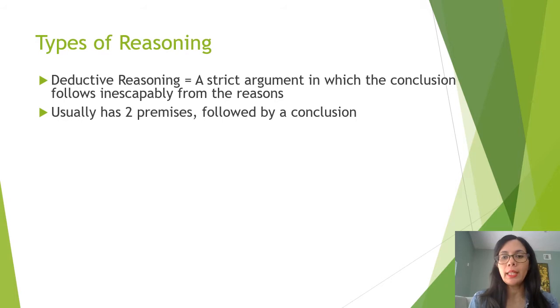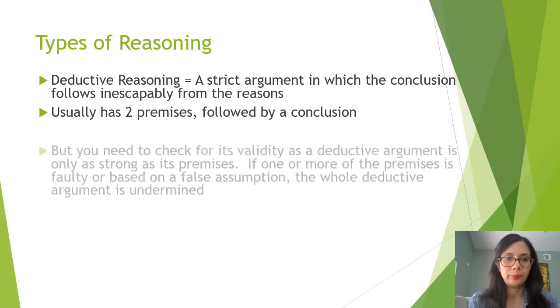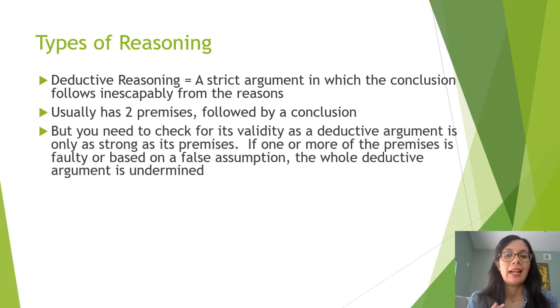And usually there's two premises followed by a conclusion. Think of them as reasons, but premises tend to be more observational. A good deductive argument, however, has to have really sound premises. Just because the flow makes sense doesn't mean it's automatically a strong argument. You have to make sure that all the premises are actually correct and not some false assertion.